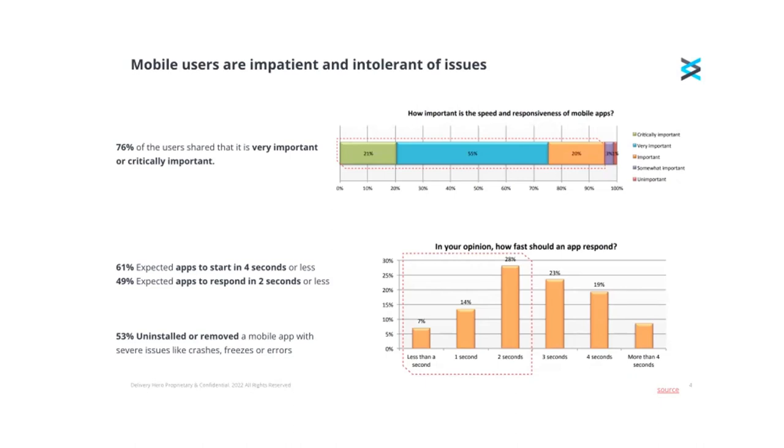As I mentioned, users are intolerant of issues. In this study, 53% of users said they would uninstall or remove a mobile application if it has severe issues, for example crashes or errors blocking the user experience.